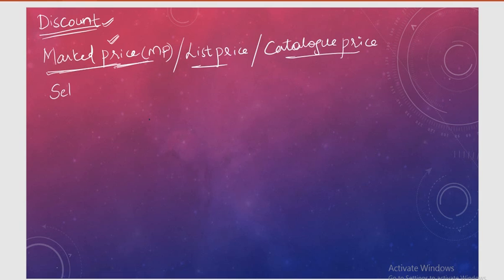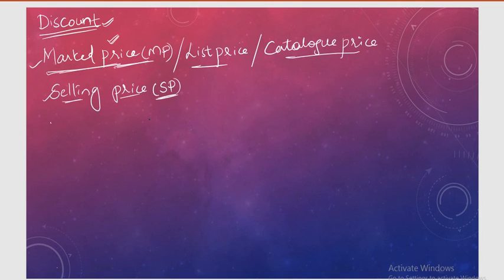Next we have one more word, which is selling price. Selling price we generally represent with SP. What is meant by selling price? Selling price is the price after removing the discount, whatever discount the shopkeeper gives. The price at which the shopkeeper sells to the customer is called the selling price. These two words you need to remember while solving problems related to discount, right?